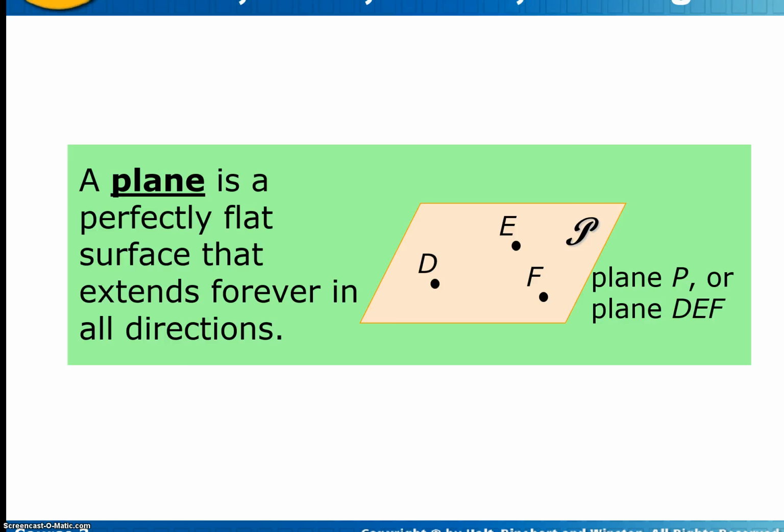A plane is just a perfectly flat surface that extends forever in all directions. You can name it many different ways. You can either take the points that are here and label them in alphabetical order, call it plane DEF, or there will be a cursive letter somewhere on the shape, and you could also name it like that, plane, in this case, P.